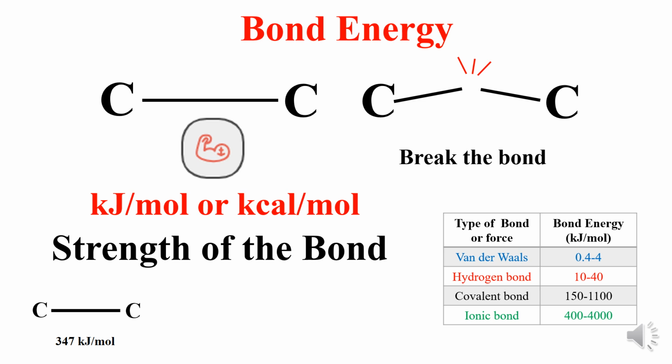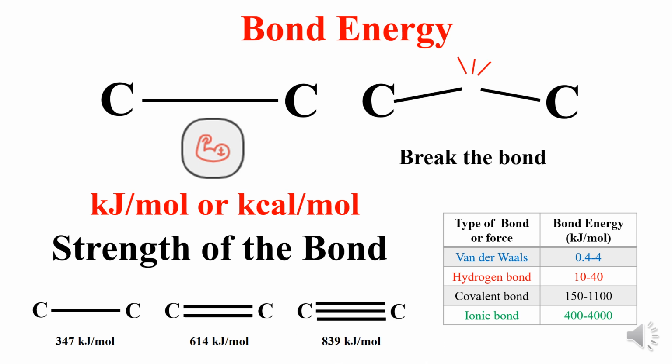347 kilojoules per mole of energy is required to break the carbon-carbon single bond. 614 kilojoules per mole of energy is required to break a carbon-carbon double bond, while 839 kilojoules per mole of energy is required to break a carbon-carbon triple bond. The carbon-carbon triple bond in alkynes is much stronger than the carbon-carbon double bond in alkenes. While the carbon-carbon double bond in alkenes is stronger than the carbon-carbon single bond in case of alkanes.